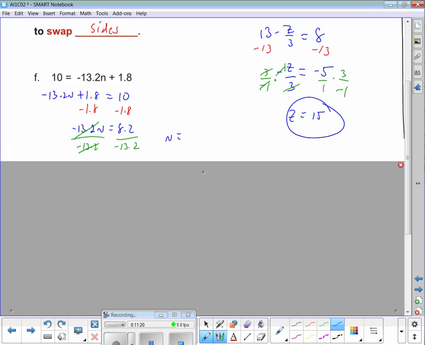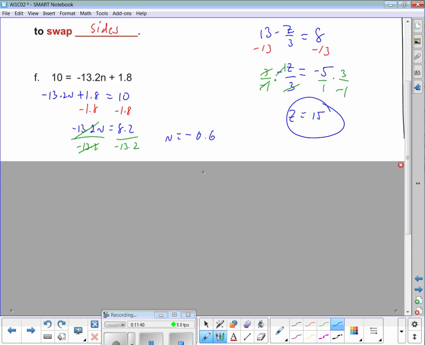All right, well, don't miss them on quizzes and tests. You know the rules. Make sure when you go back and check, your signs are correct. All right, so what do you get when you divide 8.2 by 13.2? And again, this is going to be negative 0.6.